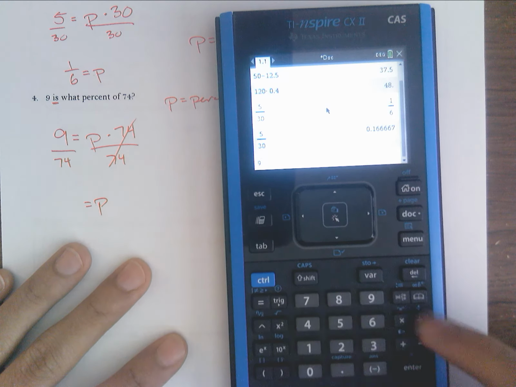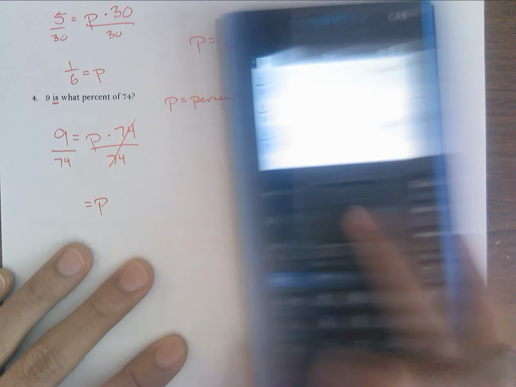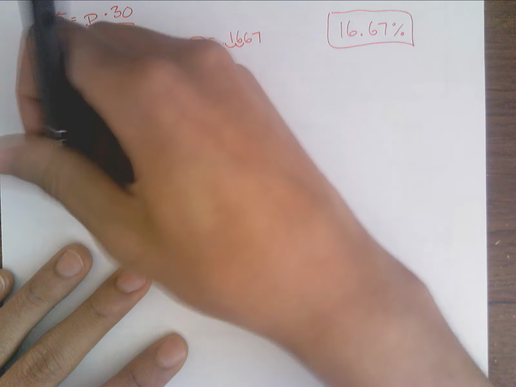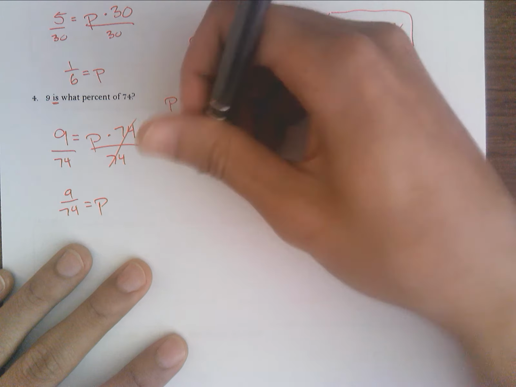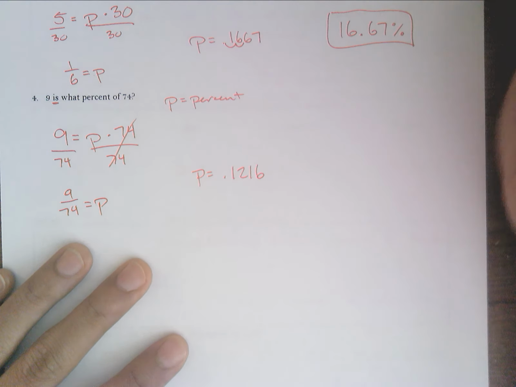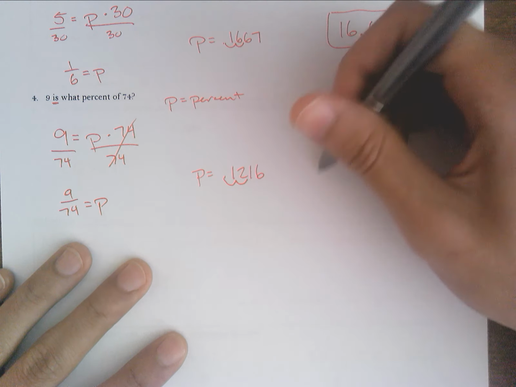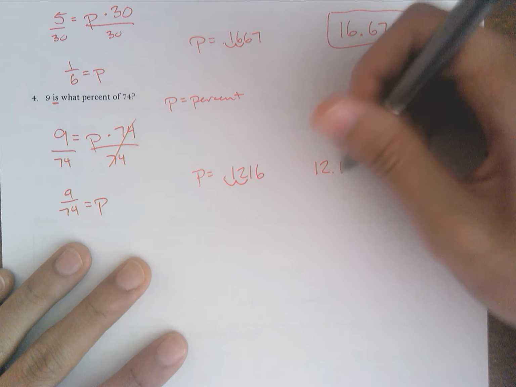Let's see what that is. So 9 divided by 74. Again, our calculator just gives us 9/74. So let's hit Control, Enter, and that'll give us the decimal approximation. So now we have 0.1216. So p is 9/74 or 0.1216. So again, this is a decimal. We want a percent. So we've got to move the decimal 2 places to the right, and we have 12.16%.